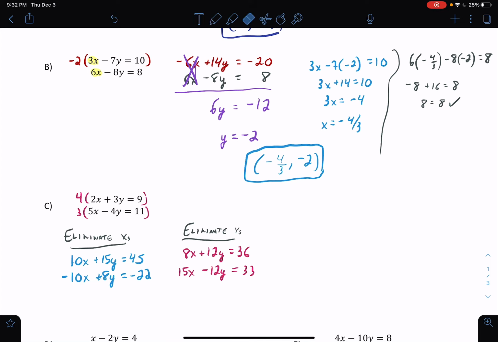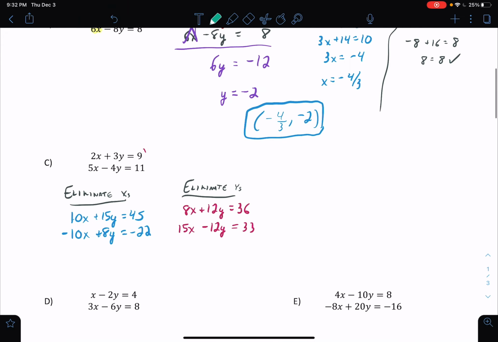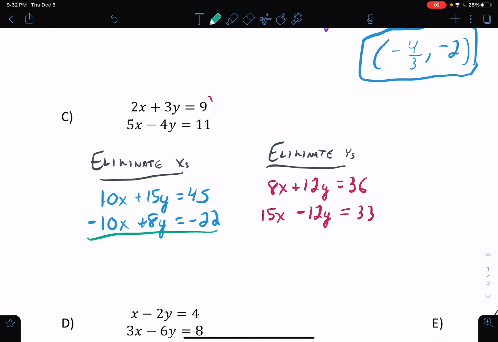So I'm going to go ahead and eliminate the x's. I'm going to finish this problem by eliminating the x's. So if I add these together, my x's go away. 15y plus 8y, that's going to give me 23y. And then 45 plus negative 22, it's going to give me 23. So y will equal 1.